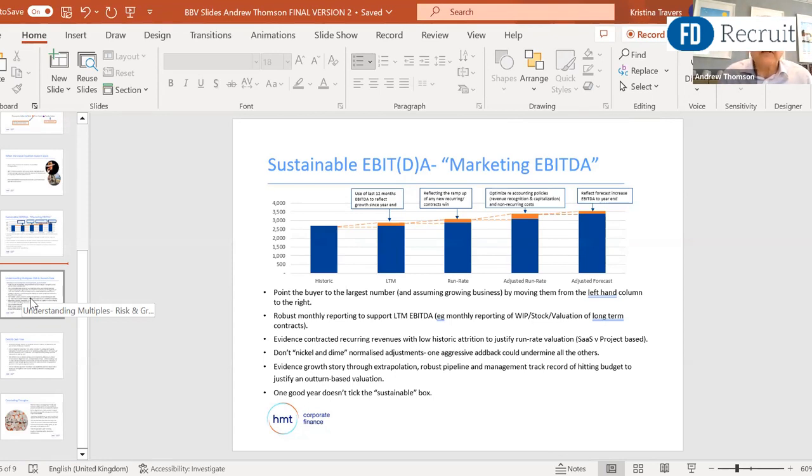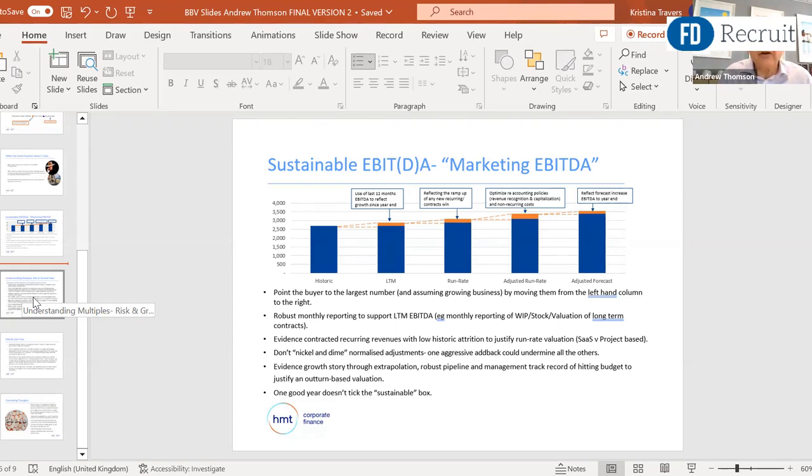The next step up is to look at normalized adjustments, and that could be around accounting policies. Normal areas where you may look at that could be around revenue recognition and capitalization, and then you could look at non-recurring or normalized costs. These could be excess vendor costs in the business, for example, or other non-recurring costs in the business.